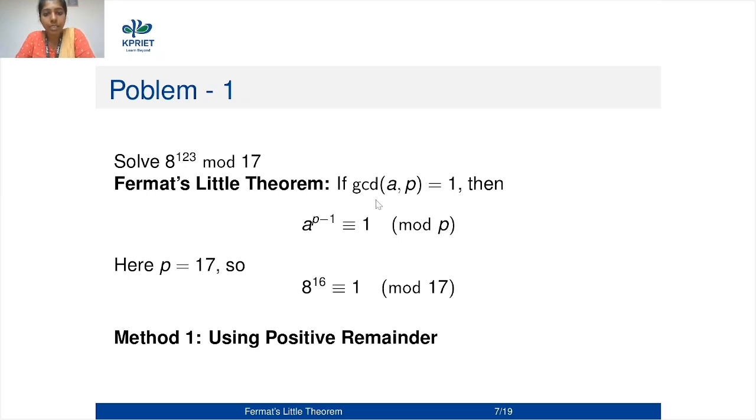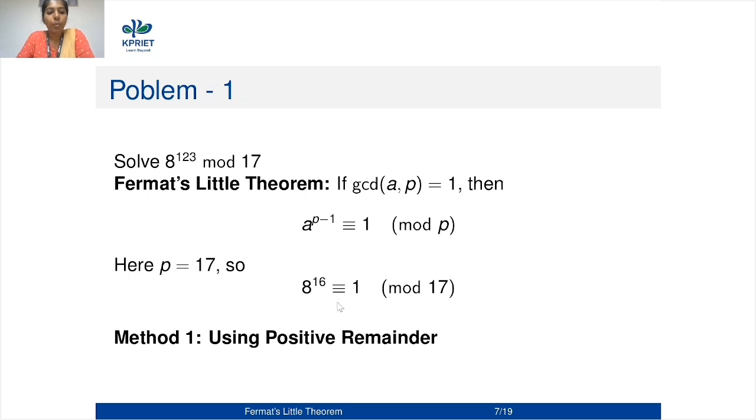And this theorem states that GCD of a comma p is 1. And if this condition is satisfied, then I can write directly a^(p-1) is congruent to 1 modulo p. So here the p value is 17 and the a value is 8. So obviously the GCD of 8 and 17 is 1. So according to this theorem, 8^(17-1), that is 8^16, is congruent to 1 modulo 17.